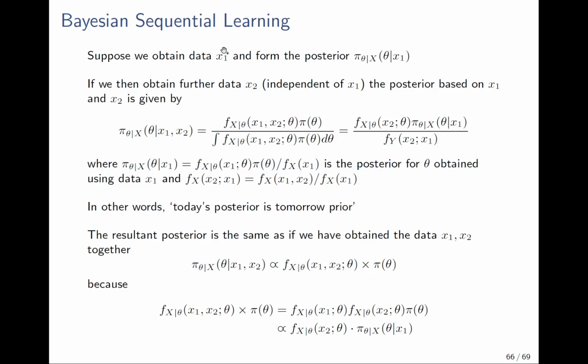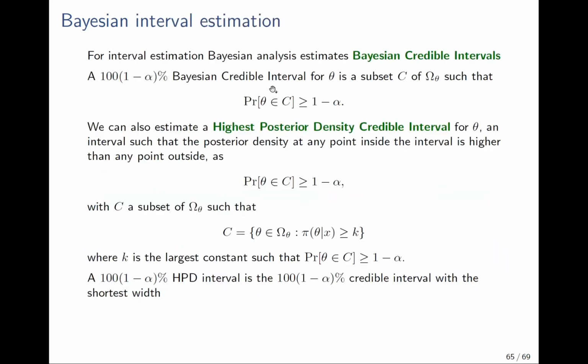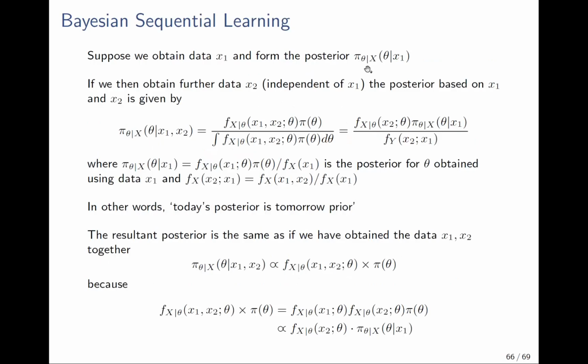So suppose we've got some data x1 and we use it to form this posterior. We do it using this expression here. So we form the posterior. Then we obtain further data. So we've conducted our analysis on data x1. Then we obtain further data x2 that's independent of x1. Well, the posterior based on x1 and x2 would be given by this expression here if we analyse them jointly together. That is, the density of theta given x1, x2 is equal to the joint density of x1, x2 and theta over the marginal likelihood.